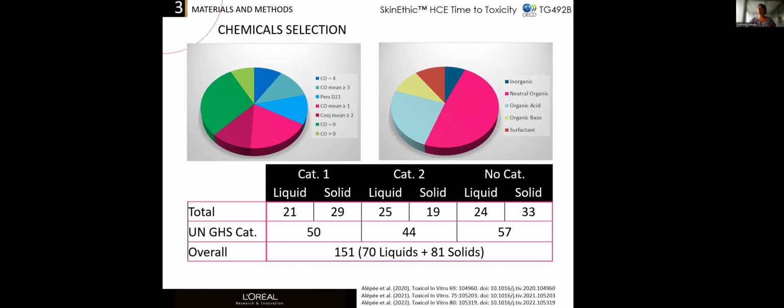And also what we did, to complete this chemical distribution space, we looked at the physical-chemical properties, very standard ones, like molecular weight, melting point, water solubility, log P, vapor pressure, and surface tension. And you could see here the distribution of the chemicals that were evaluated. So 70 liquids and 81 solids that were quite well balanced in terms of the distribution through category 1, category 2, no category, and liquids versus solids.